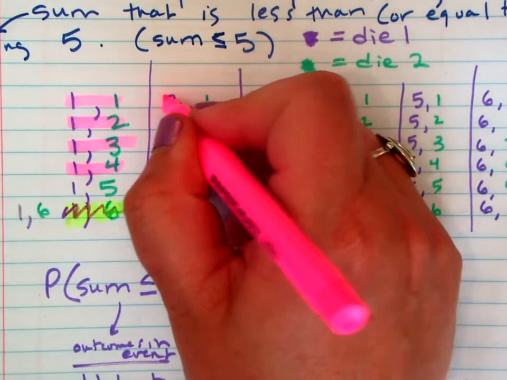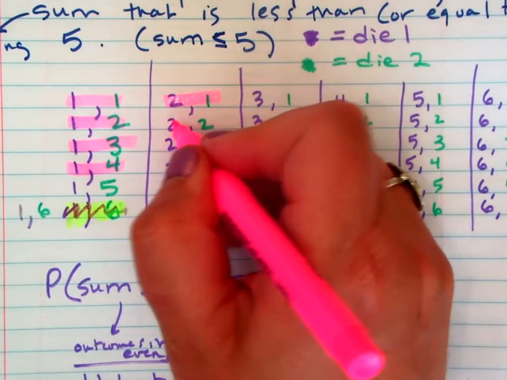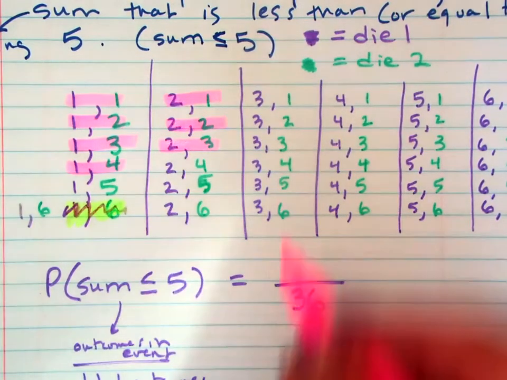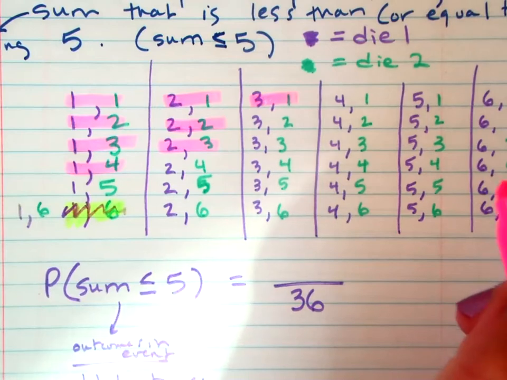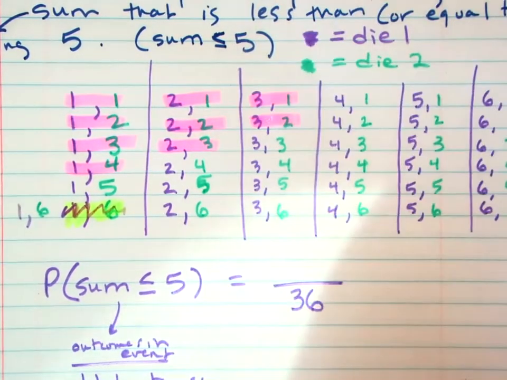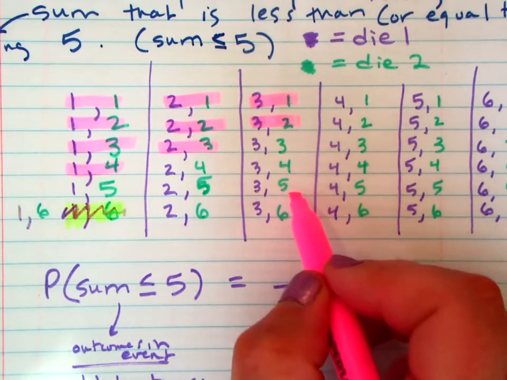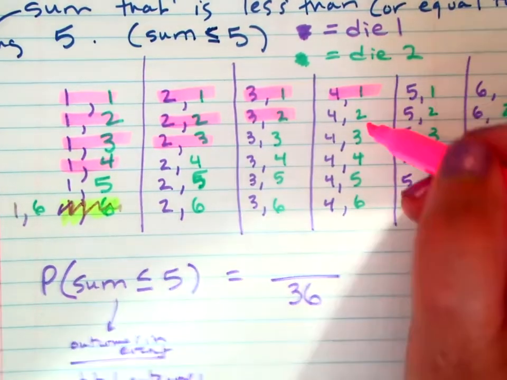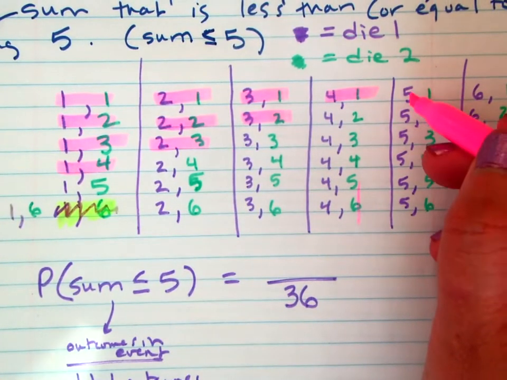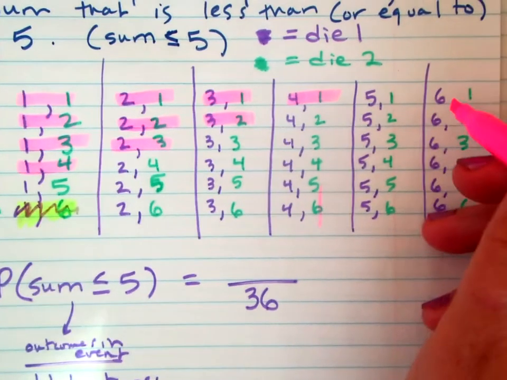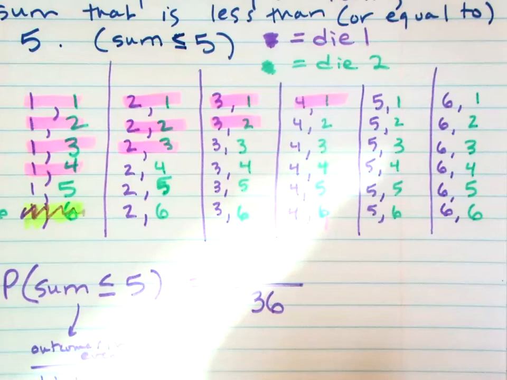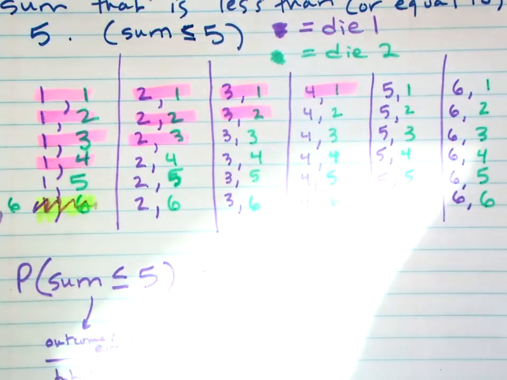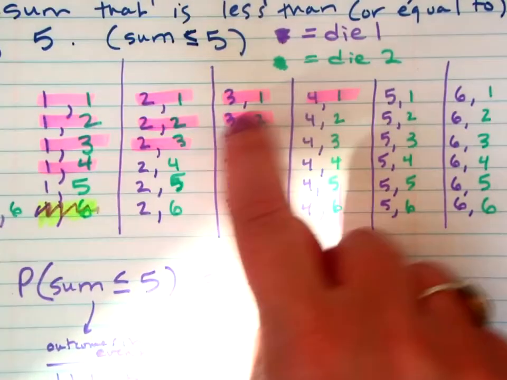2 and 1 is 3, so that does count. 2 and 2 is 4, so again, that's less than 5. And 2 and 3 equals 5, so that's an option too. 3 and 1, yep. 3 and 2 equals 5, so that also counts. But nothing more in this row, 3 plus 3, 3 plus 4, 3 plus 5, etc. will be larger. 4 plus 1, yes, it is equal to 5. All of the rest of these, no. At this point, every one of these other ones are going to be larger than 5. So we have all the ones that are less than or equal to 5, and then we just count them. We have 1, 2, 3, 4, 5, 6, 7, 8, 9, 10.